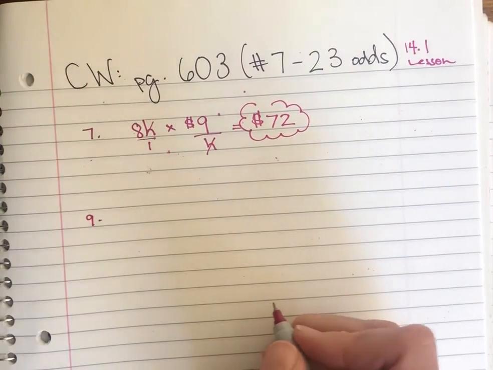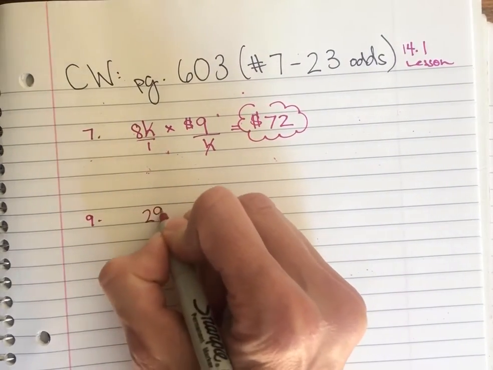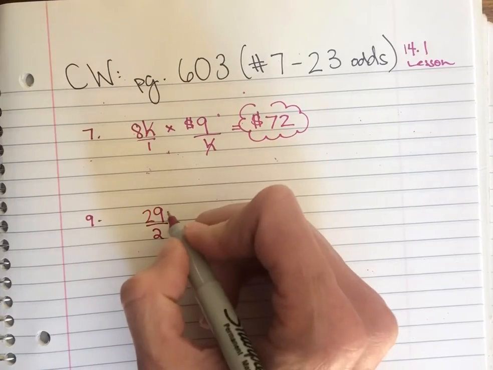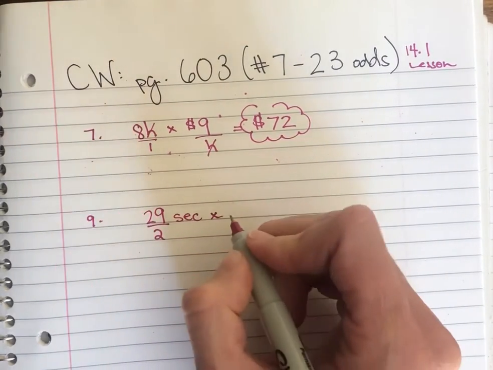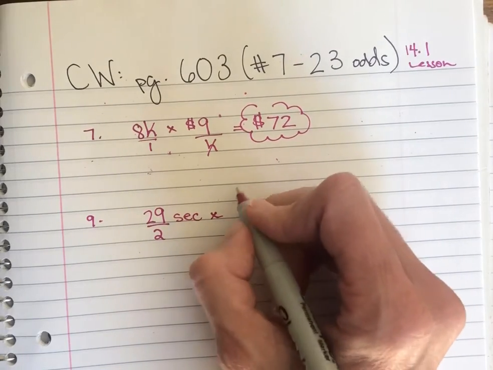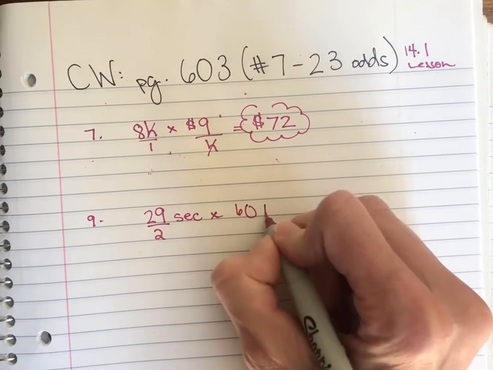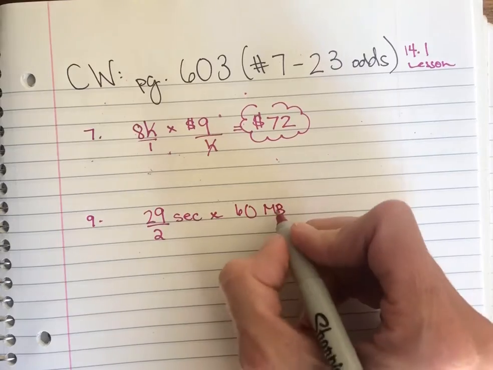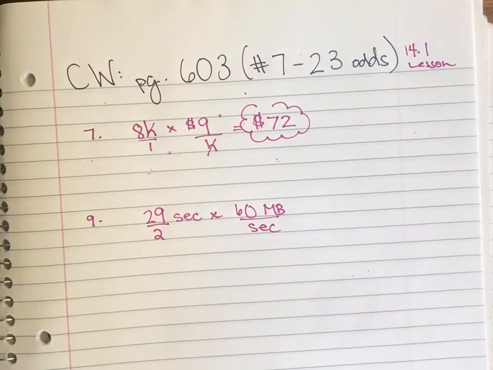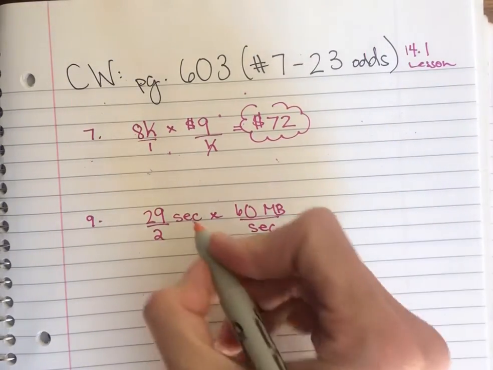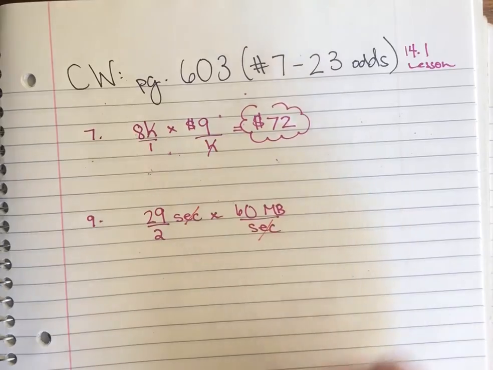Number 9, same idea. 29 halves of a second times 60 megabytes, I think that's what that is, per second. So let's find everything that we can reduce and reduce right away, okay? So the first thing I'm gonna reduce are my units. I'm gonna cross those out.